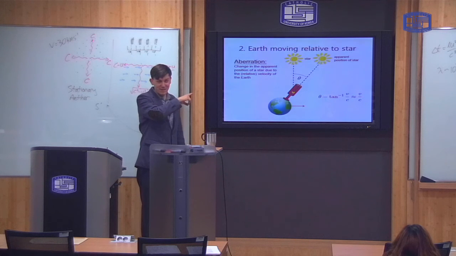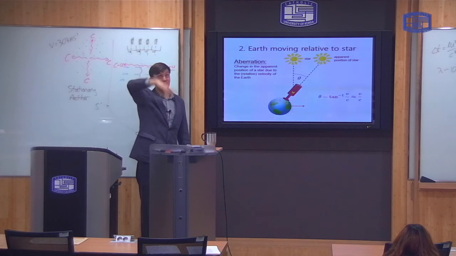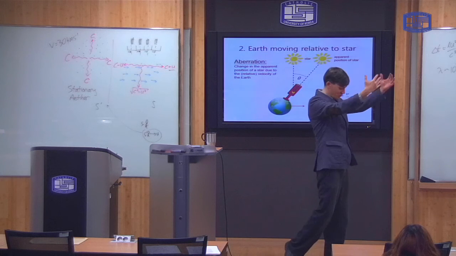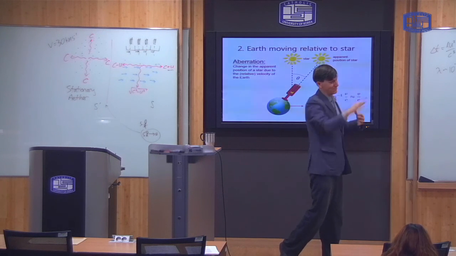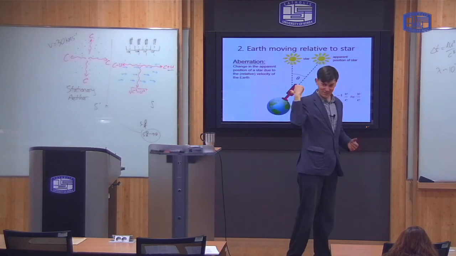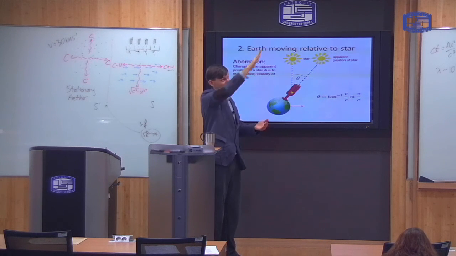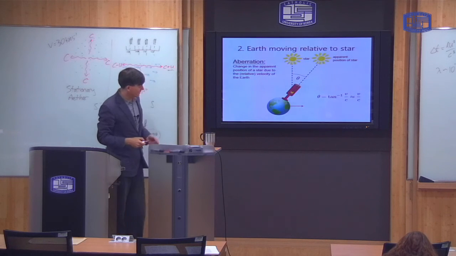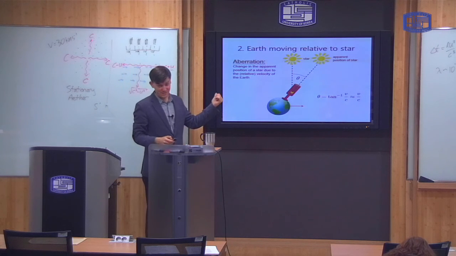One way this is often explained, by the way, is if it's a rainy day and the rain is coming down from the sky. If you are walking through the rain, then your front gets wet and your back is dry, because relative to you, the rain appears to be coming in like this. So it's the same effect. Although the light is really coming straight down, because the Earth is moving, it looks like it's coming at an angle. So that's the effect of aberration. It's a real effect, and you can observe it experimentally.